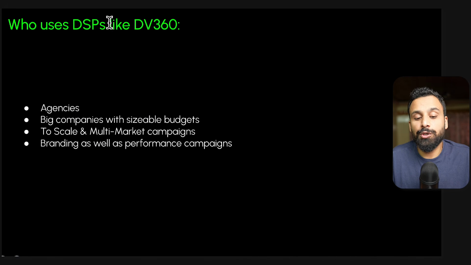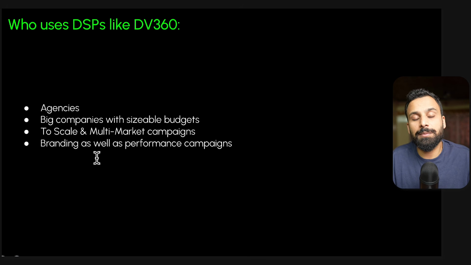Now, when it comes to who uses DSPs like DV360, one, it's used by big agencies. It's used by big companies who have sizable budgets. If you have small budgets, you can probably use Google Ads, Meta Ads, and all those platforms, and you wouldn't need DSPs. But if you have big budgets, you want to scale, and you have multi-market campaigns, for example, if you're Apple or Samsung and have campaigns running across the world in tens of countries, in those cases, a DSP is very helpful, which we will discuss later in this course. You will understand all of this, but this is just to give you an idea.